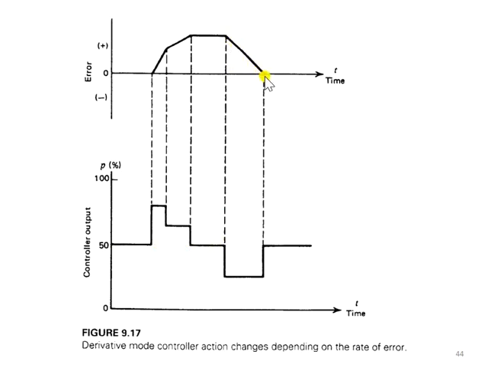So during this period of time, the controller output will be 50% minus some value. So it will drop below 50% to represent the negative slope. So that is the total response of the controller output if we analyze the derivative control output.